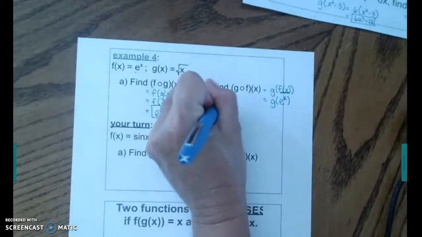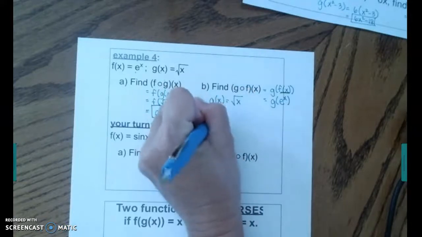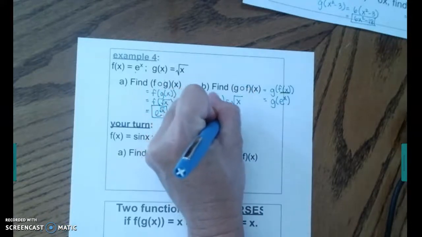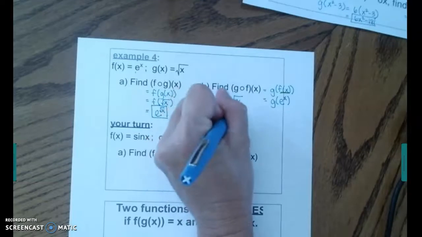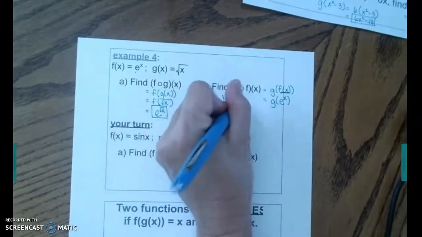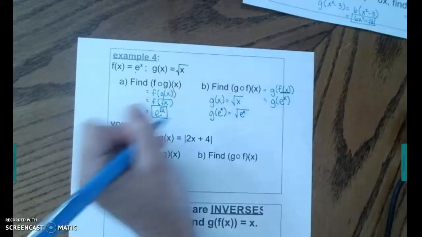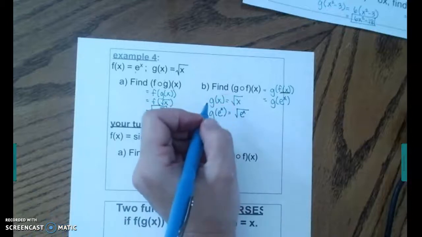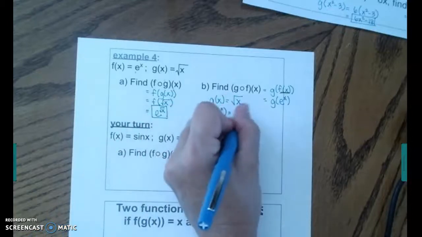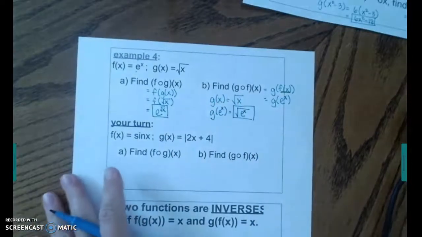So let me write this. So g of x equals square root of x. So if I'm going to find g of e to the x, I'm simply going to put square root. Everywhere I see an x, I need to substitute this value or this variable, expression, whatever's there. I can't simplify that, so that's our answer.